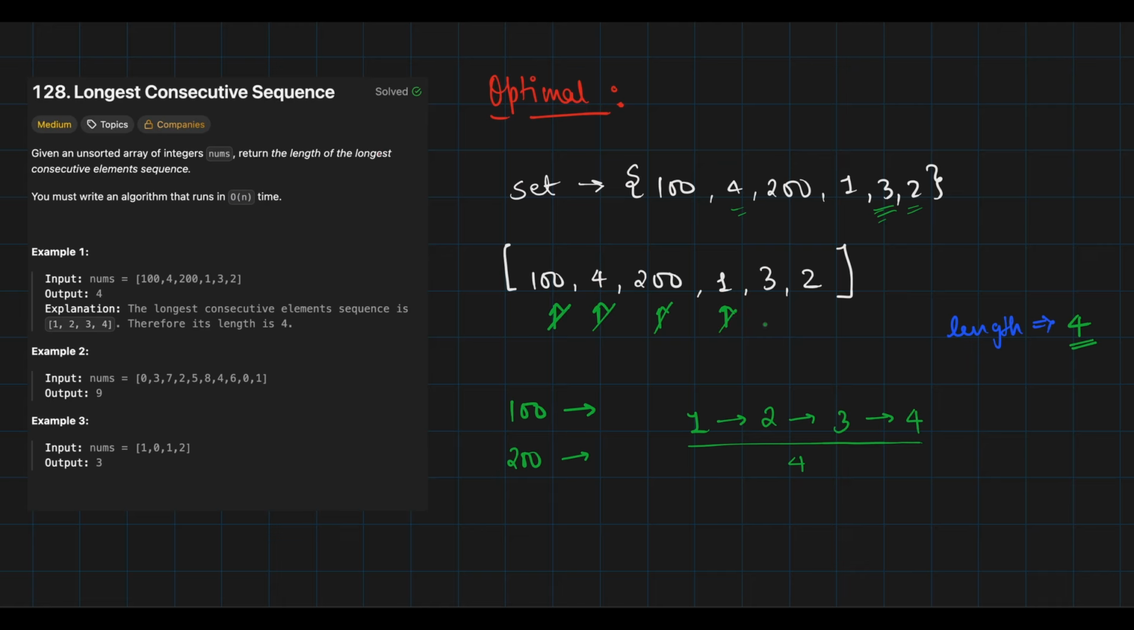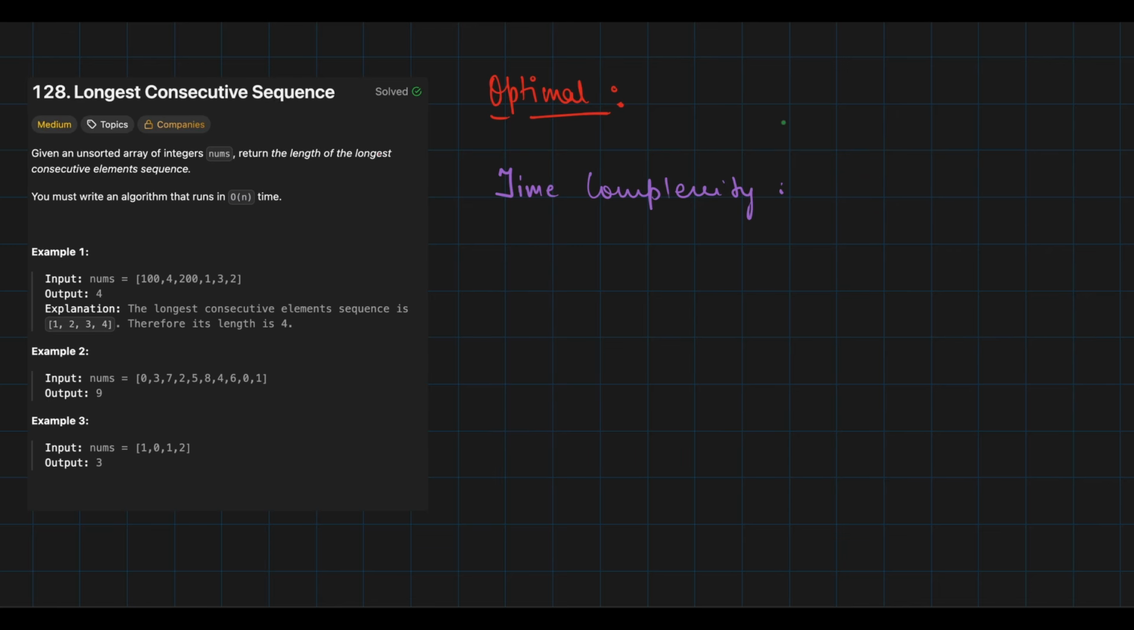After that we move to 3. We check the previous element: 3 minus 1 is 2. 2 is already present in the set. So we move further to 2. 2 minus 1 is 1. 1 is already present in the set. So we move to the next element, and we know that this is the end of the array. So our maximum length is 4. The time complexity for this solution will be O of n, and the space will be O of 1. So we got the required time complexity with constant space.